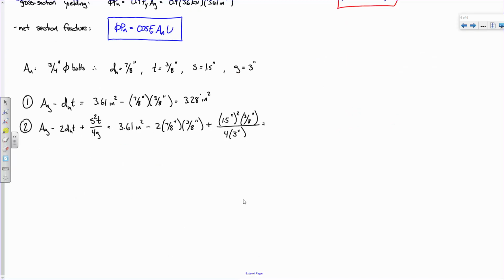That's correct. What do we got here for this? Anybody have an answer for me? 3.0 what? 2. Do I have a second? Yes. Okay. Which one do I go with? It's smaller. If I'm yanking on this, it's going to fail along the worst case scenario, the path of least resistance. And so the path of least resistance is the path that uses the least area.